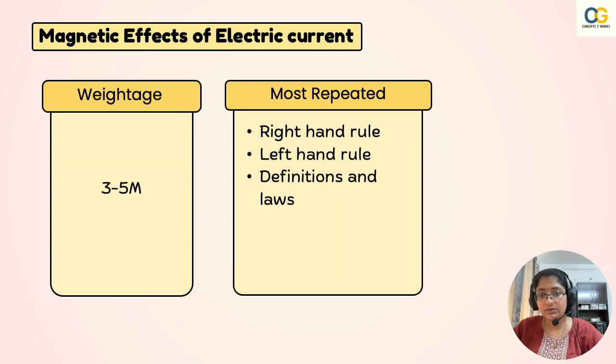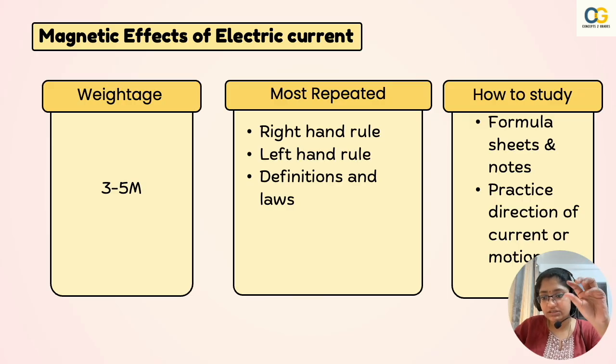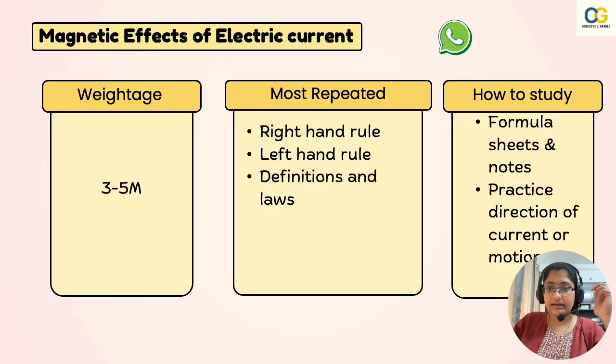The most repeated questions are the right hand rule, left hand Fleming's rule, and some definitions and laws that are part of this chapter. In this chapter, you need to prepare a formula sheet and notes for basics, and always practice the direction of current in all the different cases that will come. We will learn more in this chapter as we do it. So let us start with understanding.